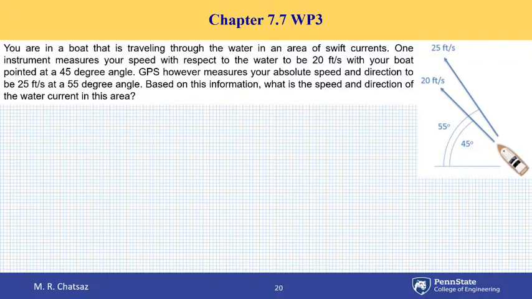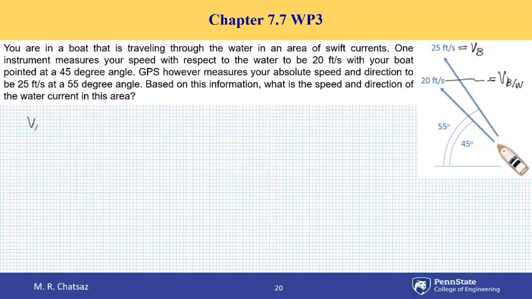So let's go ahead and designate the given information on the diagram. So this is the absolute velocity of your boat, and this is the velocity of the boat relative to the water. So again, the key equation in relative motion problems is to remember the definition of relative velocity, or relative acceleration if that is the case.